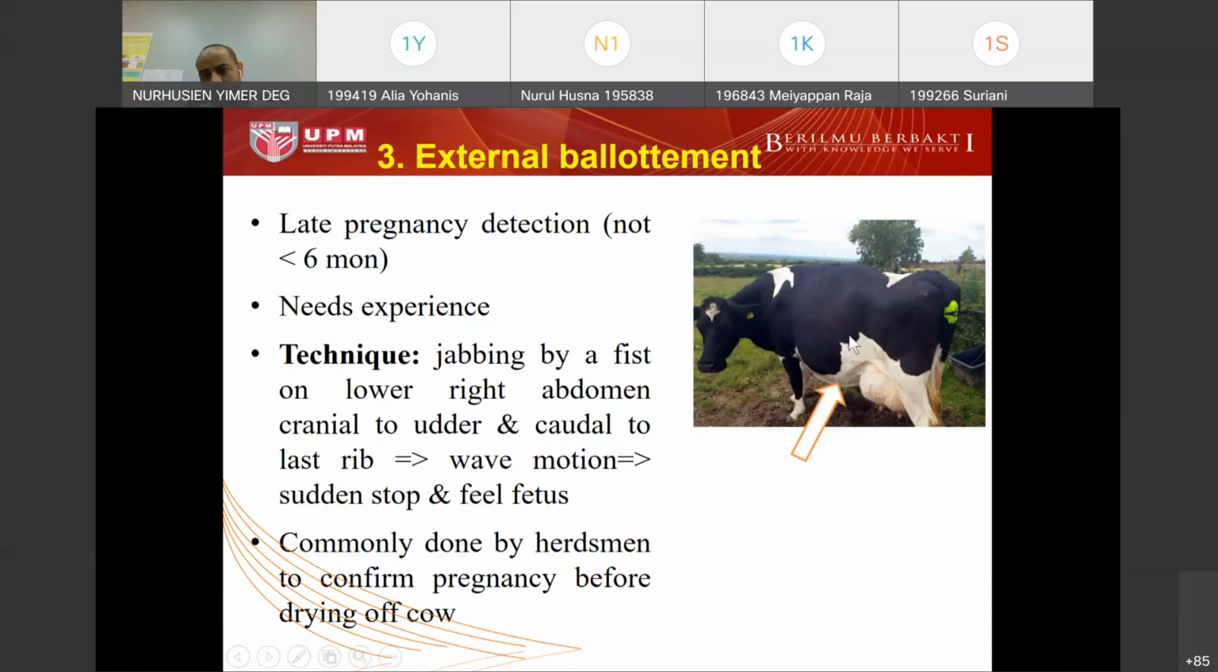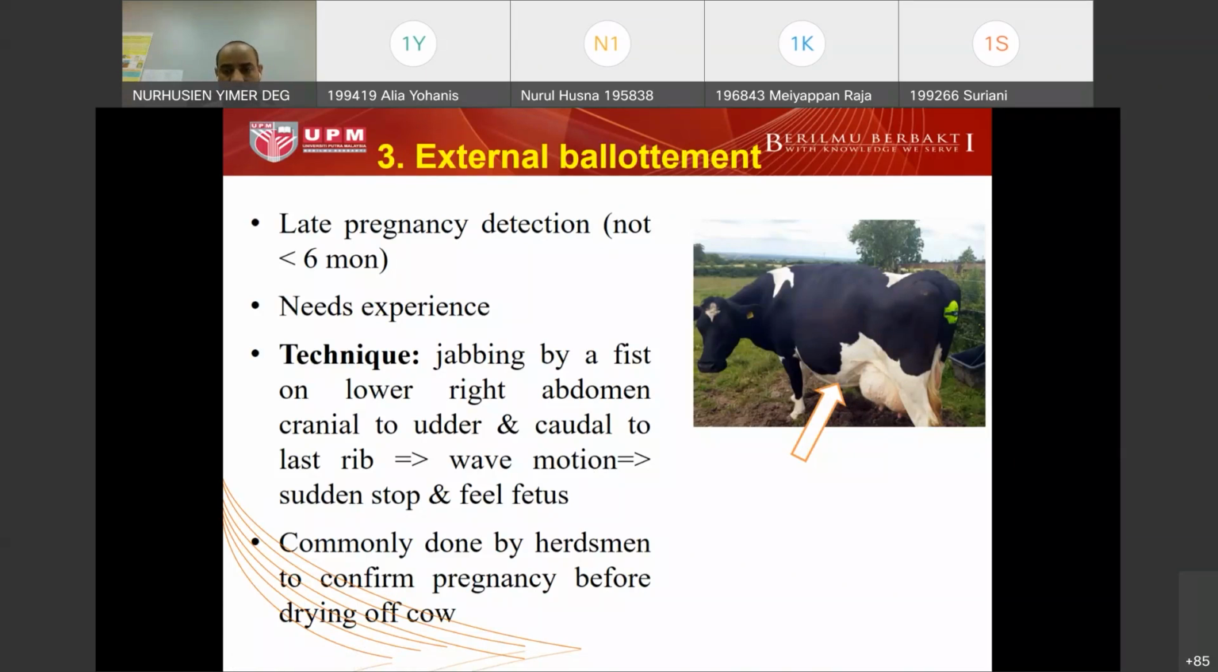dorsal or the caudal aspect of the ribs from here, and then from the caudal vein. This is the mammary gland vein. So what we do is jab upwards using the fist, so you will be creating a kind of wave motion, all right?